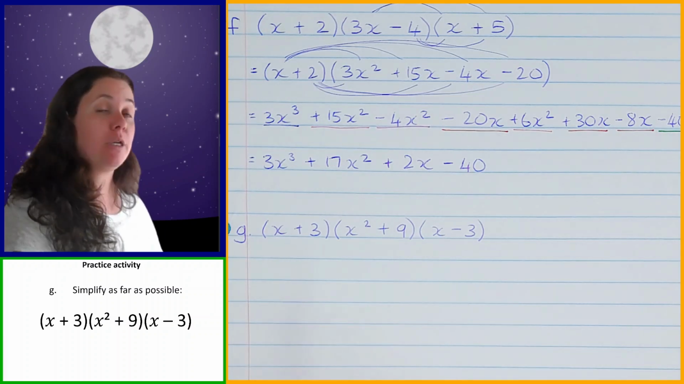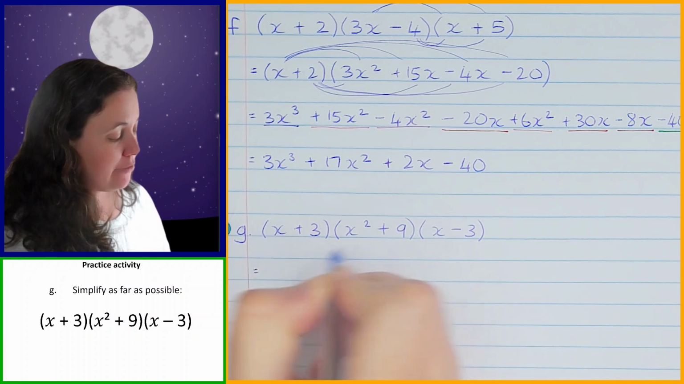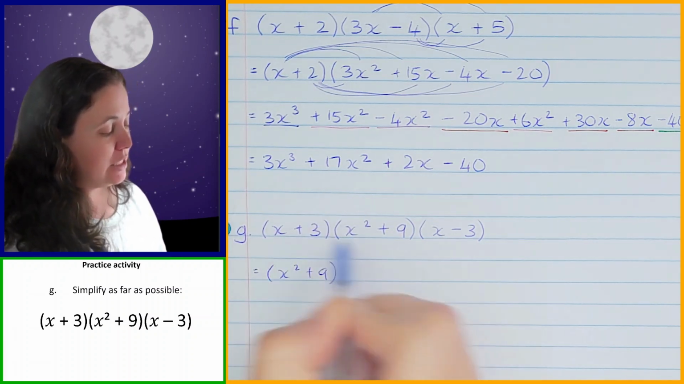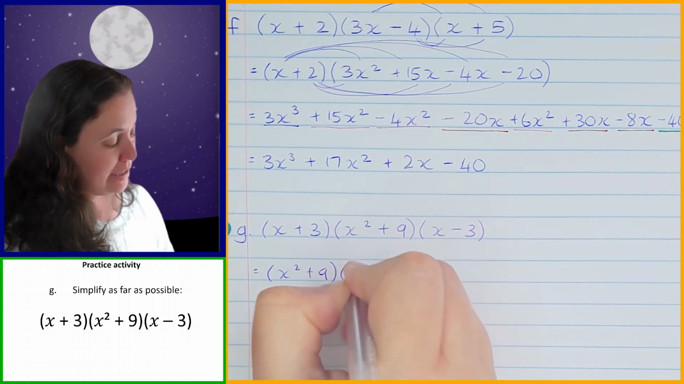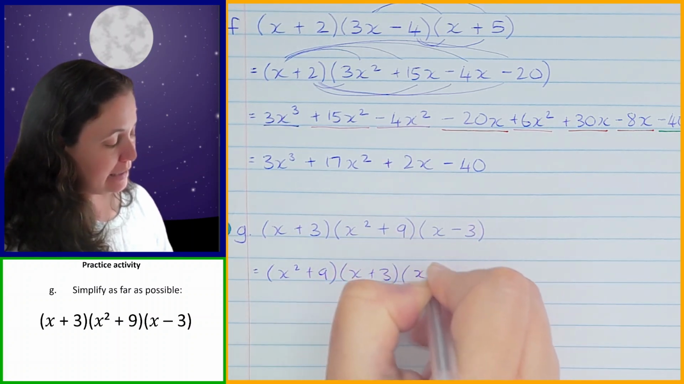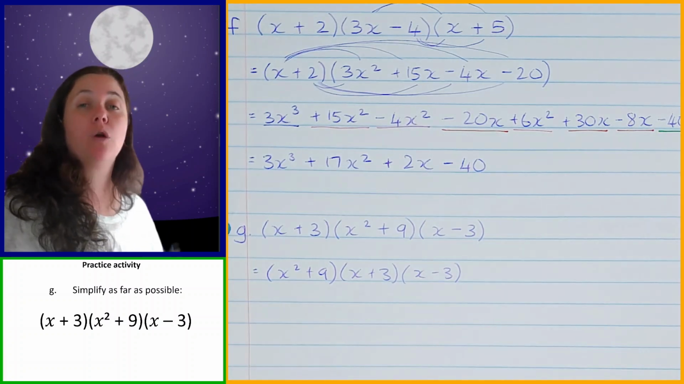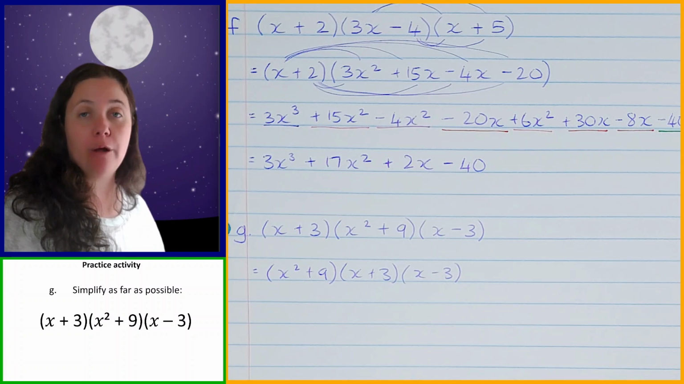So what I'm going to do is I'm going to rearrange this. Okay, so I'll just put the x squared plus 9 first, so that I can have these ones together. So I'm going to have x plus 3 and x minus 3. Remember, multiplication is commutative, so we can do this. We can do it in whatever order we want to. We can rearrange them however we want to.